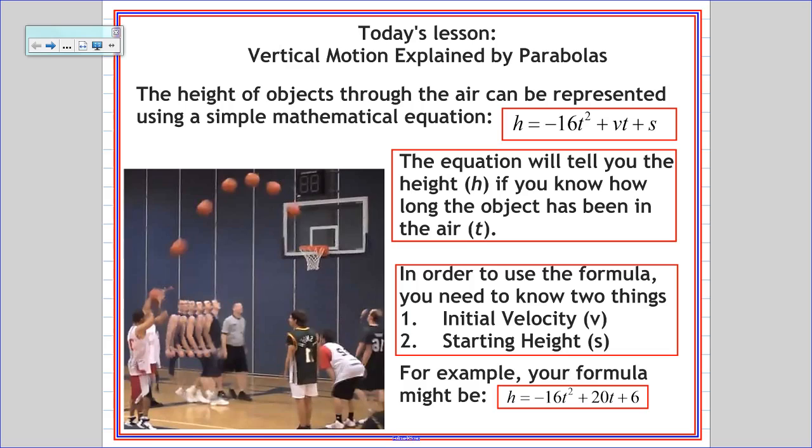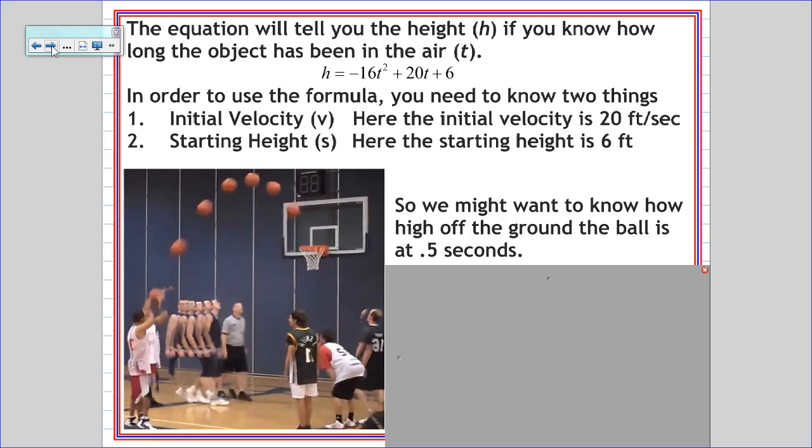Now you may be asking yourself, that doesn't explain the negative 16. Well, the negative 16 is the gravitational constant, which is used in feet per second squared all over Earth. If you're in a science class, you might use numbers like negative 9.8 or negative 4.9. Those are for meters. That's a little bit different. All right, so we know those two things.